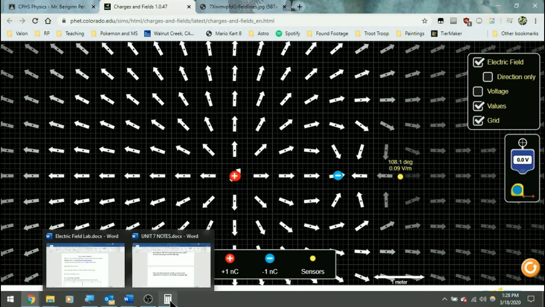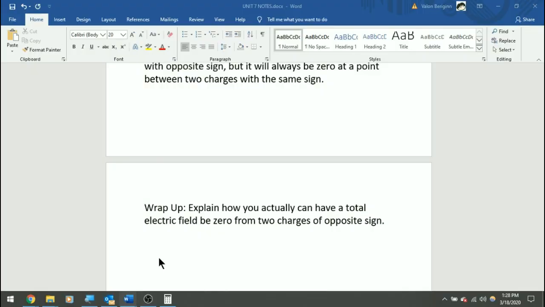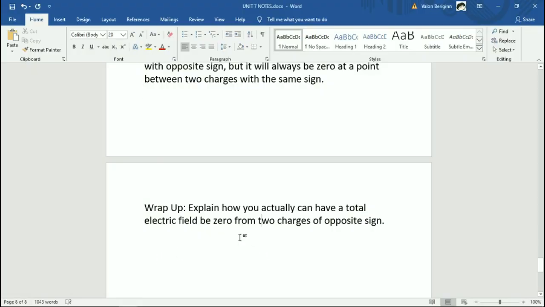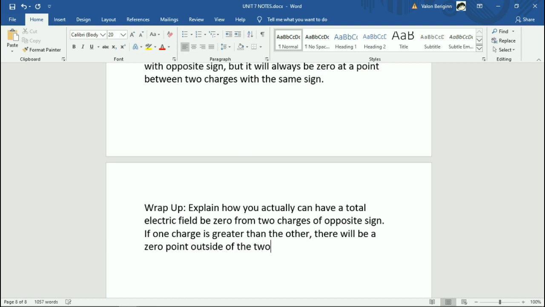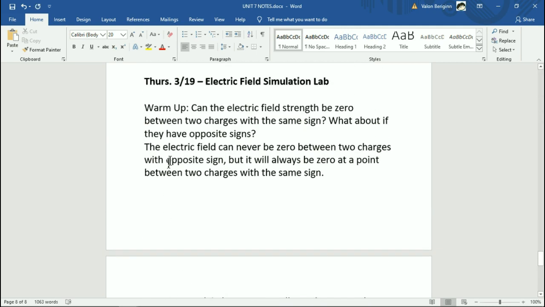The only other thing to do is, let me actually write the answer here. If one charge is greater than the other, there will be a 0 point outside of the 2 charges. Okay, so that's your answer with that. Let me clarify this answer.